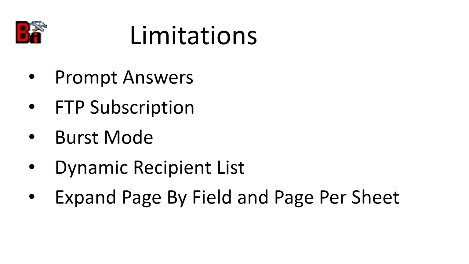There are a few limitations with web subscription cloning. Prompt answers cannot be cloned. If you have prompts in your report, the default answers will be used in the cloned web subscription. The FTP subscription, burst mode subscription, and dynamic recipient list cannot be cloned. This is due to limitations in Command Manager. Also, the expand page by field and page per sheet options cannot be scripted in Command Manager. The default for both fields is set to true.